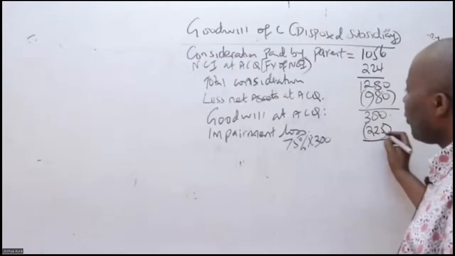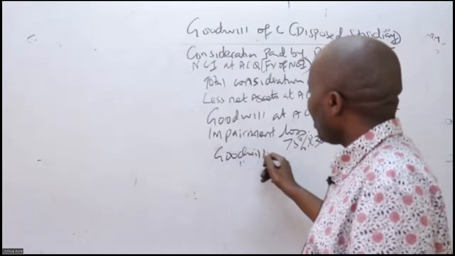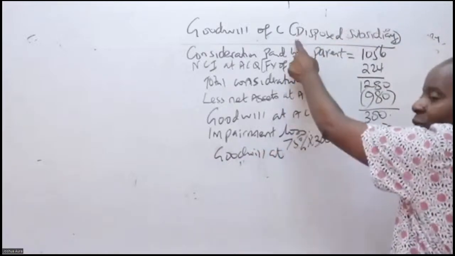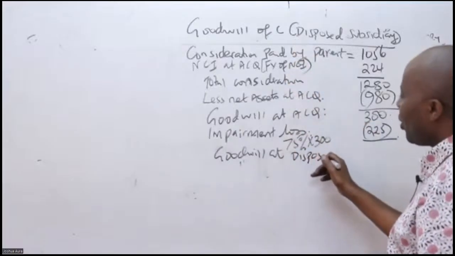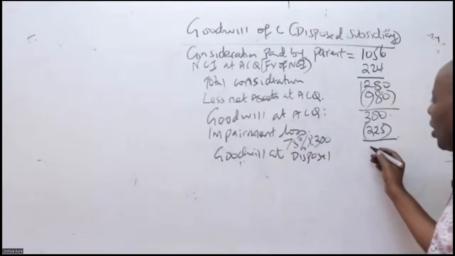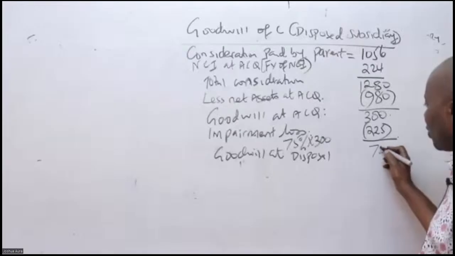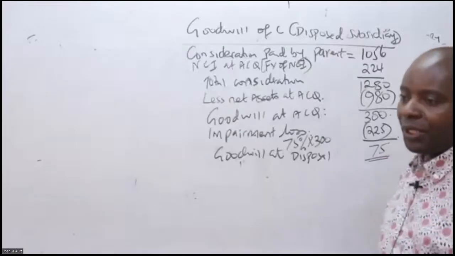And then now you'll be able to give me the goodwill. It can't be goodwill at reporting because this subsidiary was disposed. It can only be called goodwill at disposal. So how much do we have here as goodwill at disposal? This minus this is 75. So this is the goodwill that was disposed with this subsidiary.